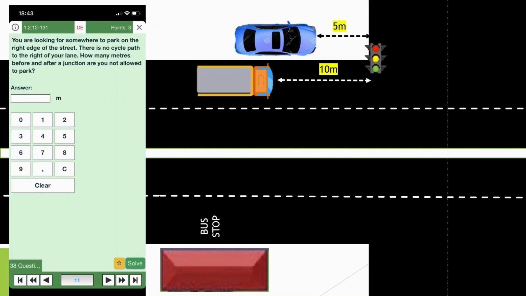Okay, so in this case you want to park in front of a junction. And here the answer is 5 meter. Let's look at the next one.